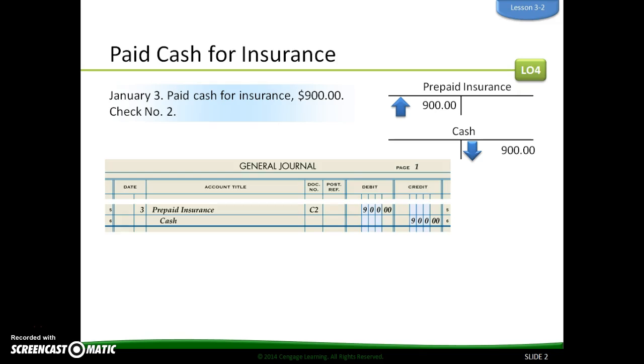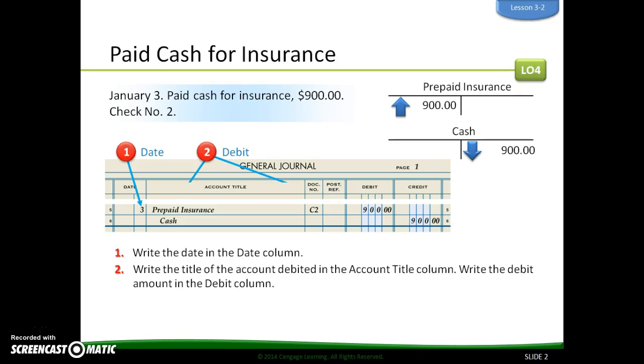When we're looking in our general journal, we're going to be looking at recording the date of our transaction. So the date is going to be January 3rd. We then want to go ahead and write our debit transaction first, or the debit part of it. So that's going to be a debit to prepaid insurance, and the debit amount is $900.